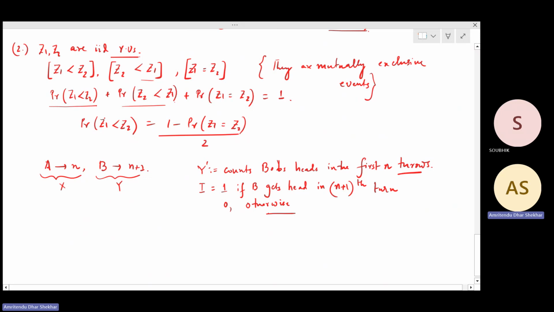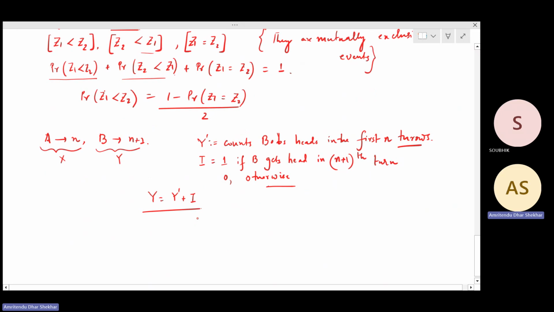So I'm essentially splitting those n plus 1 throws into the first n throws and the last throw, right? So I can write y as equal to y prime plus I, where y prime is my count in the first n throws, and I is the last throw, basically. So now notice that x and y prime are IID. Is it clear? They're both binomial.